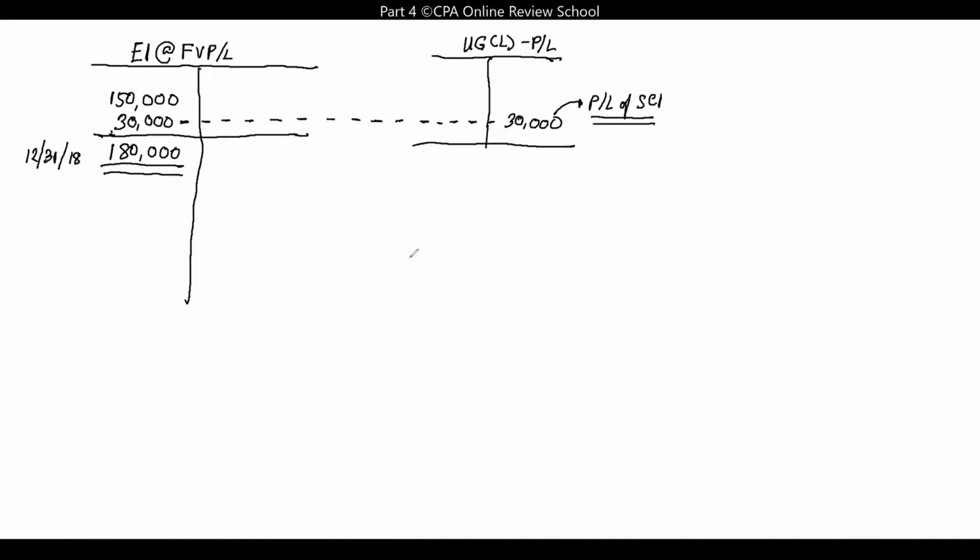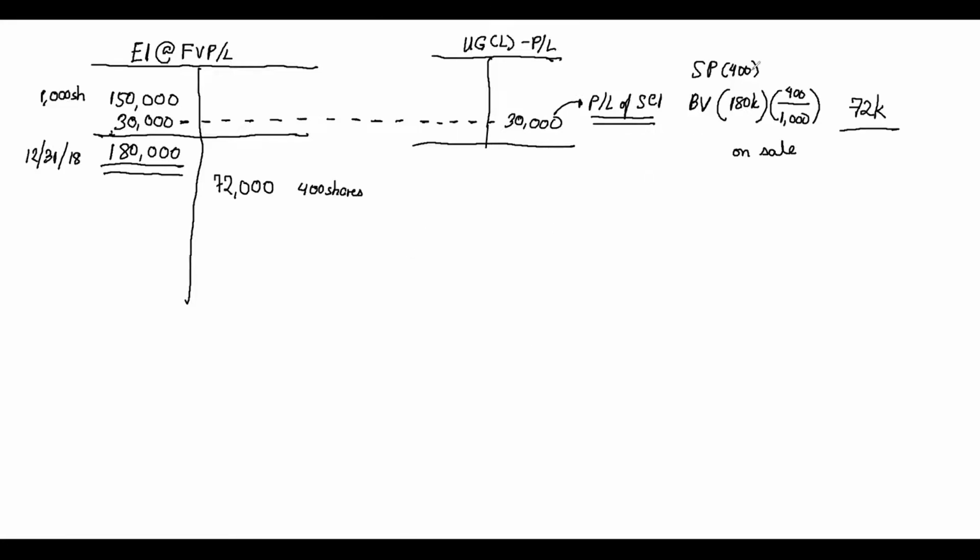Sige, ibenta na natin. Yan. Binenta daw niya at 190. 400 shares times 190. Yan. Sige, kompyutin natin. 190 times 400 shares. Meron ka palang 76,000. So, you will have 4,000 gain on sale. Wow! Ang laki ng gain on sale mo, no? 4,000.